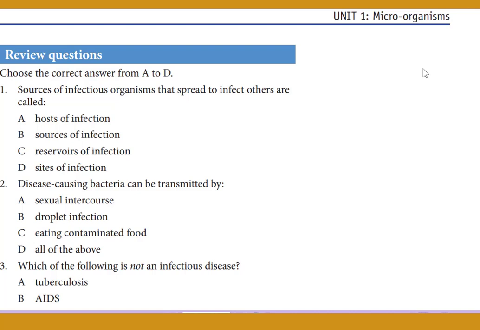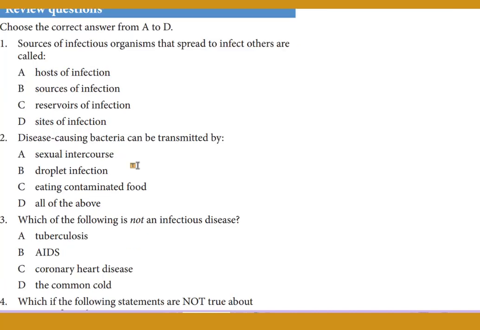Question number one, sources of infectious organisms that spread to infect others are called A, hosts of infection, B, sources of infection, C, reservoirs of infection, and D, sites of infection. The answer to this question is C, reservoirs of infection. So other names for sources of infectious organisms are reservoirs of infection.